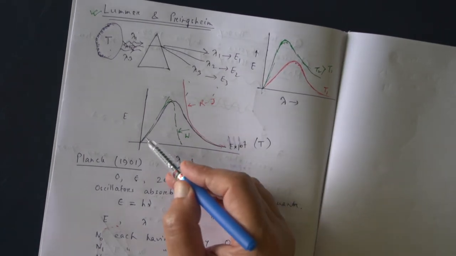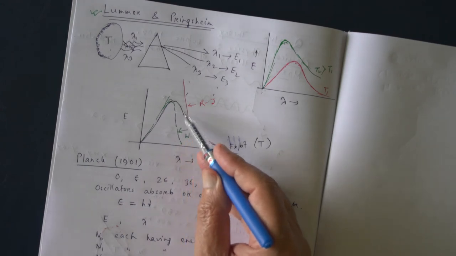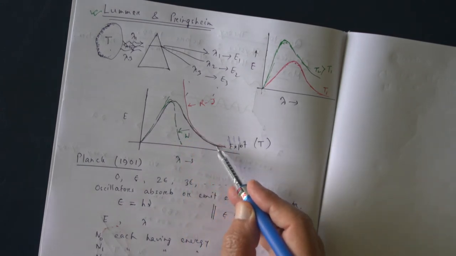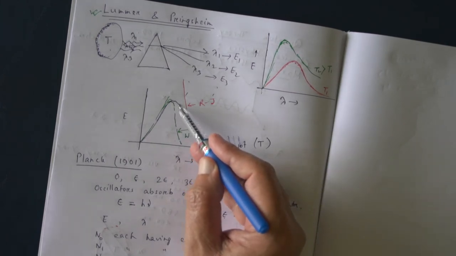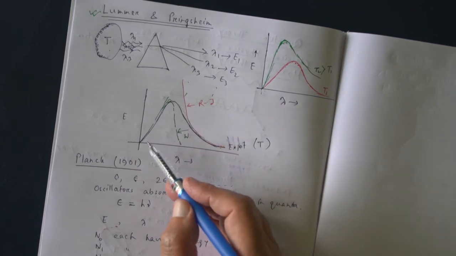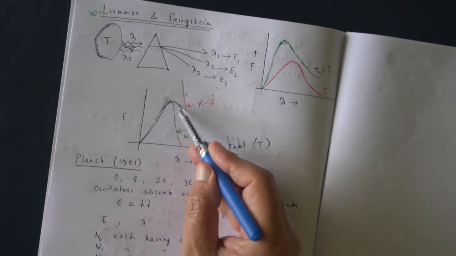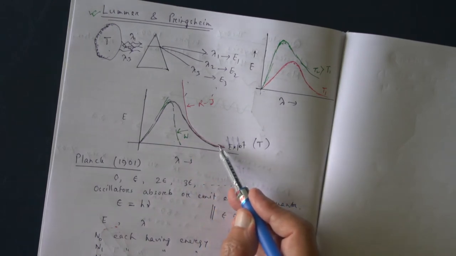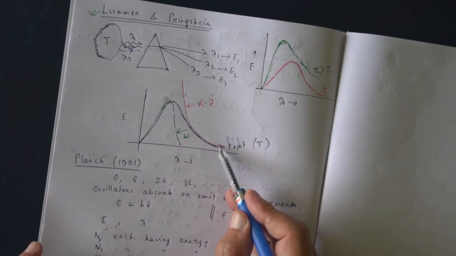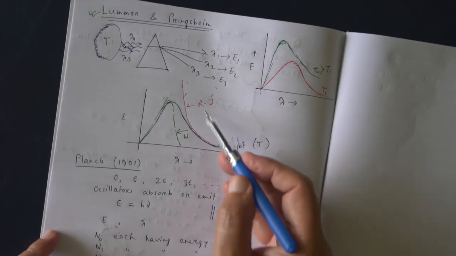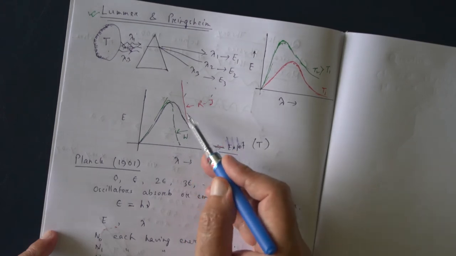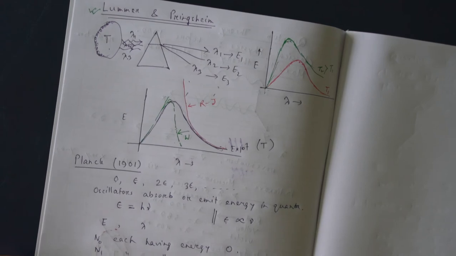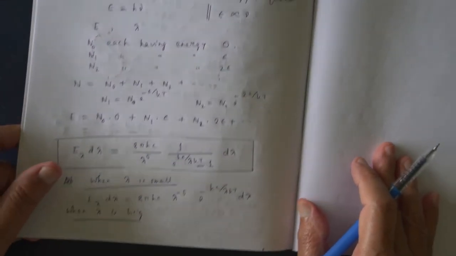That means Planck's formula gives the experimental graph. So Planck's formula is successful in explaining the results of black body radiation. I repeat, using Planck's formula, we get the experimental graph. That means Planck's formula is successful in explaining the results of black body radiations. But Rayleigh-Jeans formula and Wien's formula are not able to explain the results of black body radiation. Okay? So this we have already done.